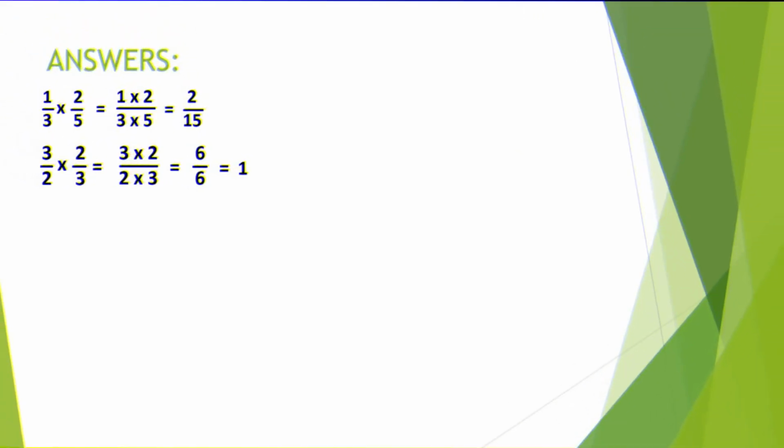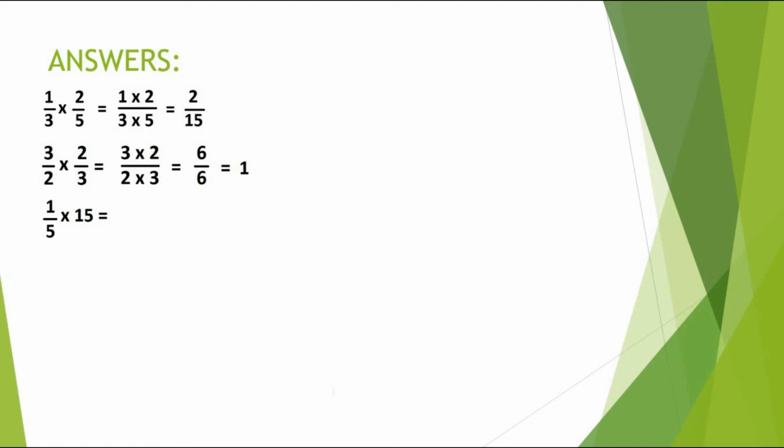Okay? So, number 3, 1/5 times 15. So, ano yung sagot? Di ba? Pag whole numbers, direct lang, multiply to the numerator. So, it will become 1 times 15 all over 5.